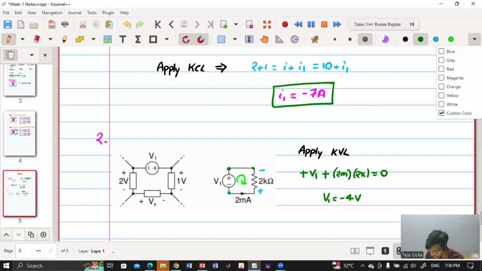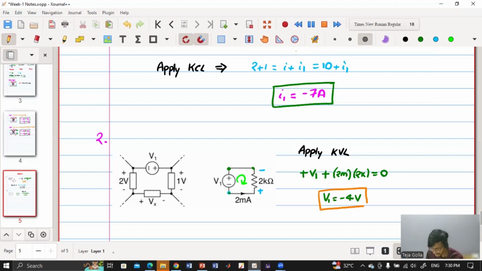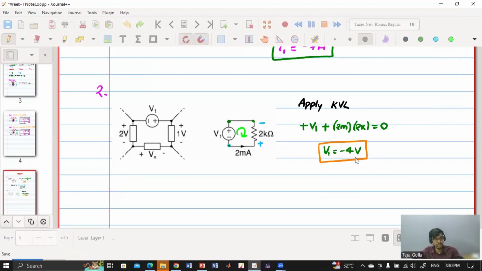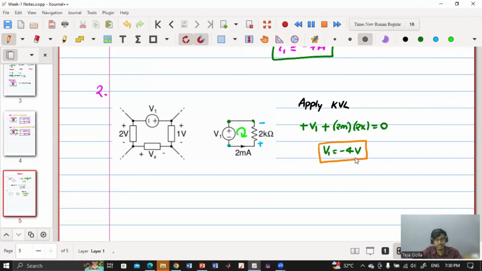So basically, again, what does it mean? It means the polarity of the voltage source that has been assumed is opposite because we got a minus sign. So is this part clear, how we are getting V1 equal to minus 4 volt? Okay. If you have doubts, you can ask. So we have applied KVL here, and then we got the value.